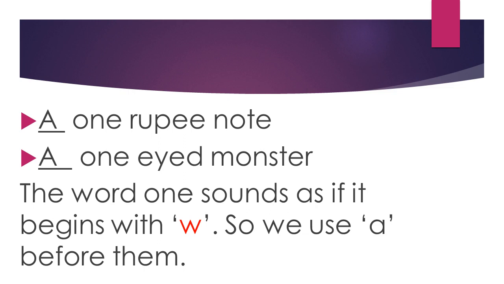Here you can see one in both the cases begins with O. But it is not giving us the sound of O, it is giving us the sound of W when we pronounce. Here you need to pronounce the words, and if the pronunciation begins with consonant, you are supposed to place a. Otherwise, you are supposed to write an if you are getting a vowel sound.